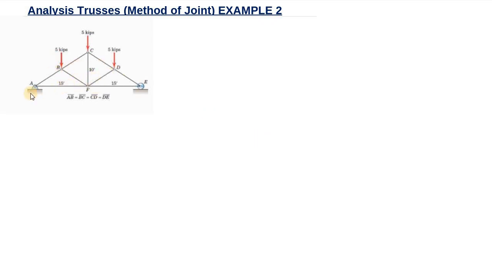So we have a pin support at point A, and we have a roller support at point E. So meaning at point A, we are going to have two unknown forces, and at point E, we are going to have one unknown force.